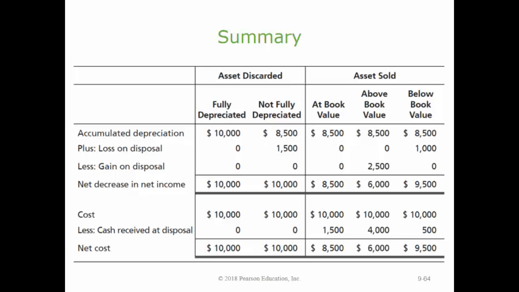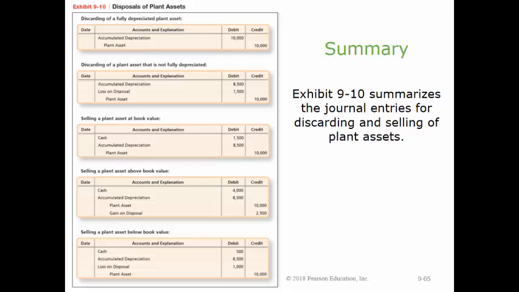Over the life of the asset, the company records a net decrease in net income equal to the net cost of the asset. The net cost of the asset is the amount paid for the asset when it was purchased, less the cash received at disposal. Notice in each case that the net decrease in net income is equal to the net cost of the asset. We have, in effect, expensed the net cost of the asset over its life. Exhibit 9-10 summarizes the journal entries for discarding and selling of plant assets.